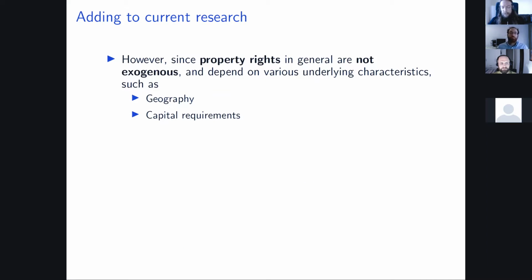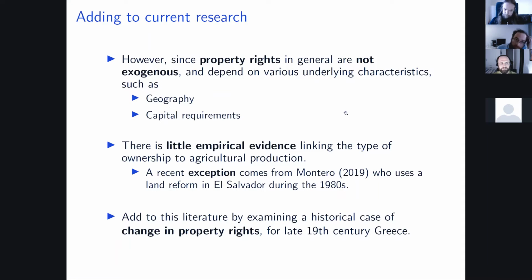So the problem is that property rights in general are not exogenous, as you can probably tell, and they depend on various underlying characteristics, geography, capital requirements, for instance. There is little empirical evidence linking the type of ownership to agricultural production. There is one recent exception from Montero, a very, very interesting paper. I think he's about to publish in the Journal of Political Economy, where he uses a very interesting land reform in El Salvador during the 1980s. And he has some very good empirical evidence on this type of research.